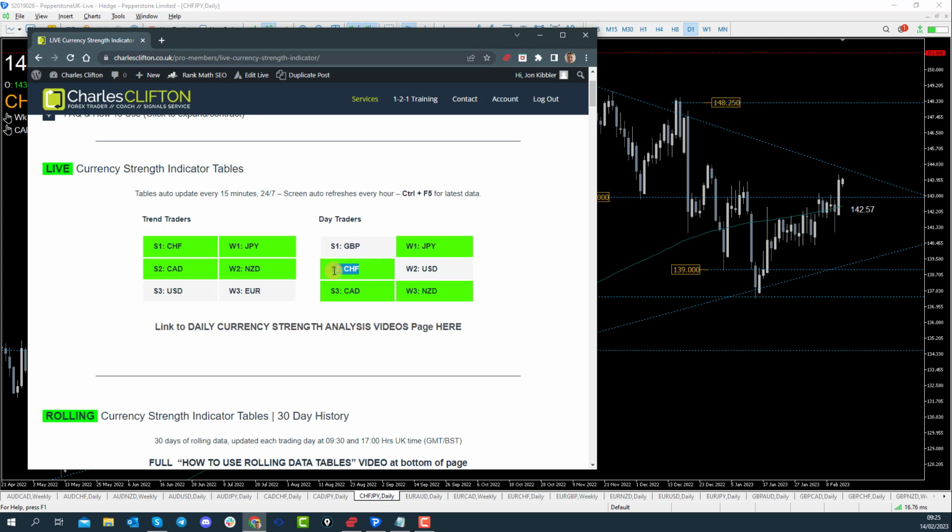But I'm going to have a little look at Swiss yen. It tops both the trend traders table and is fairly high on the day traders, so I want to be looking at that market in particular. So let's jump into Swiss yen first.